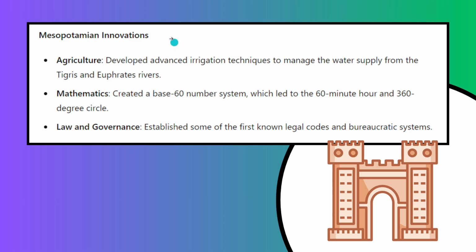Some other Mesopotamian innovations you should know about: agriculture. They developed advanced irrigation techniques to manage the water supply from the Tigris and Euphrates rivers. In mathematics, they created a base 60 number system, which led to the 60-minute hour and 360-degree circle. And in law and government, they established some of the first known legal codes and bureaucratic systems.